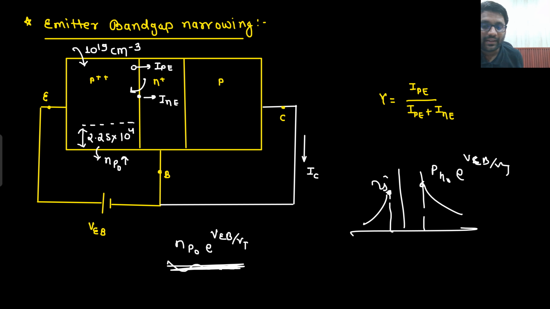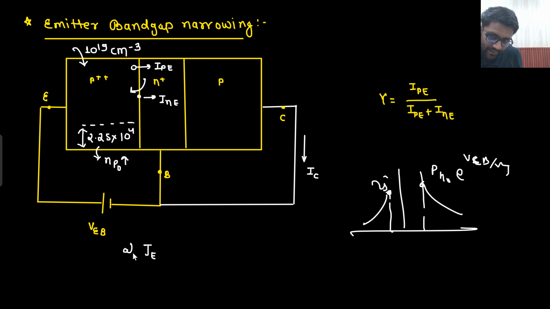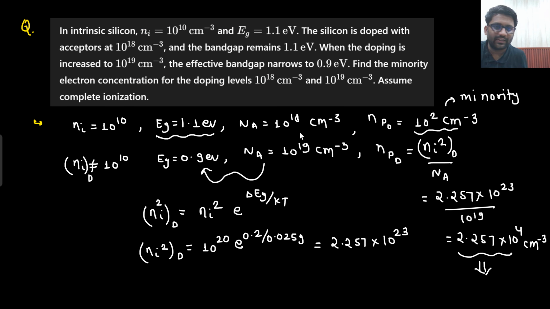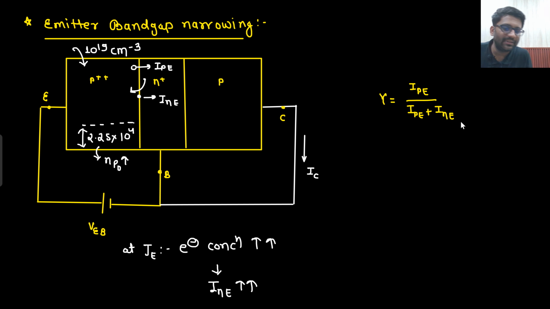So what I am saying is that at the emitter junction, electron concentration has increased. And if that has increased, what does that mean? Your INE value has also increased. Are you able to understand this point? That means this value remains the same. Whatever the Na value that was there, Na value is not changing. Doping 10 to the power 19 is not changing, but this has increased. If this has increased, that means INE has increased.